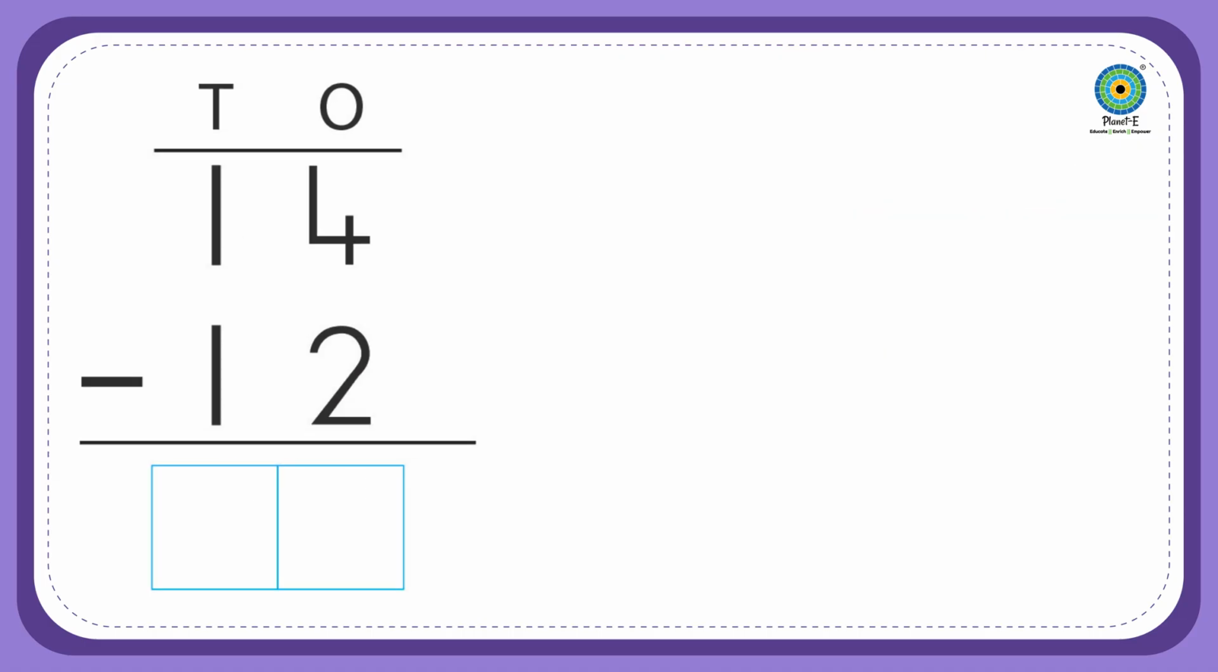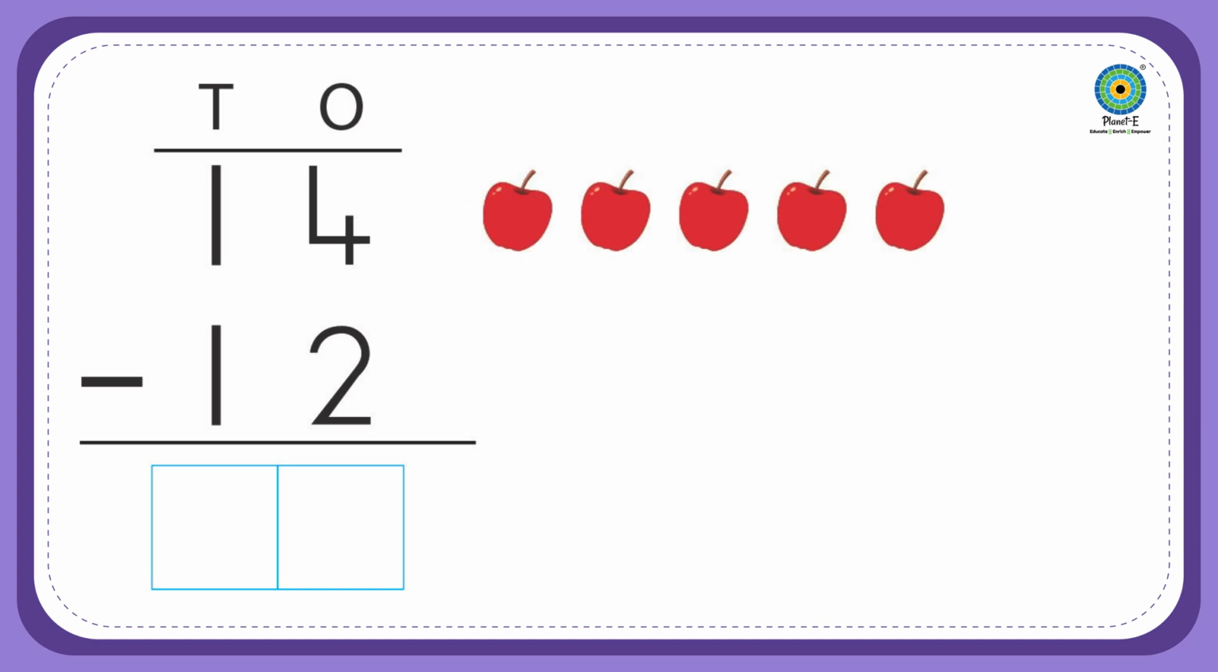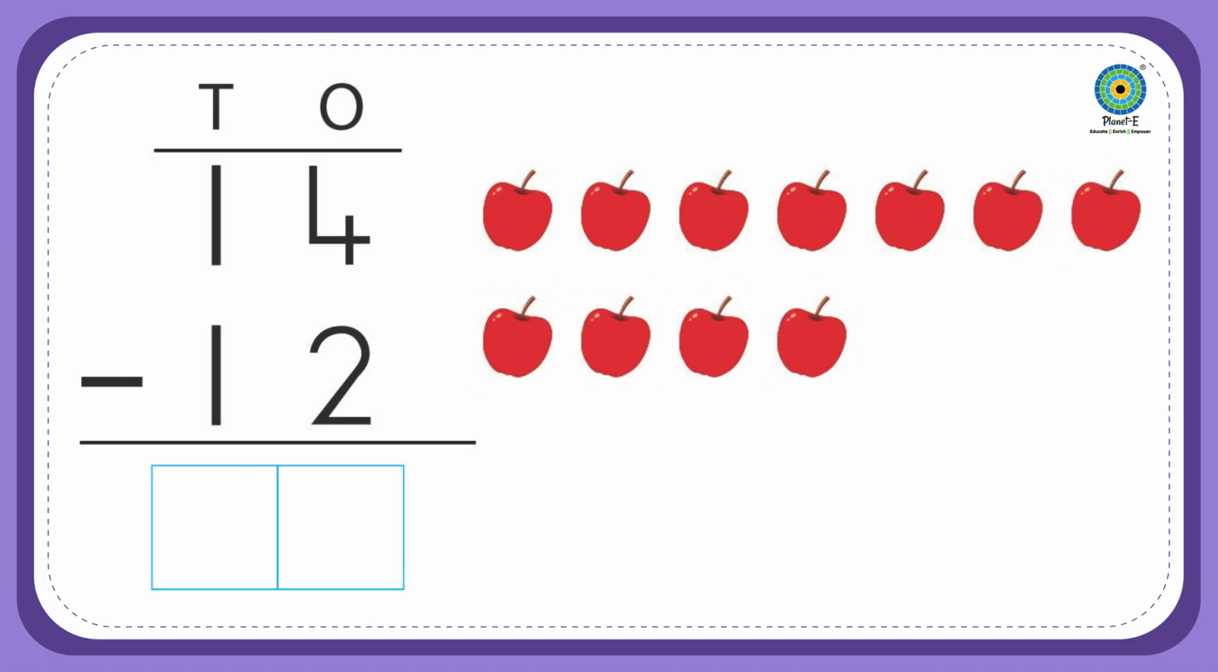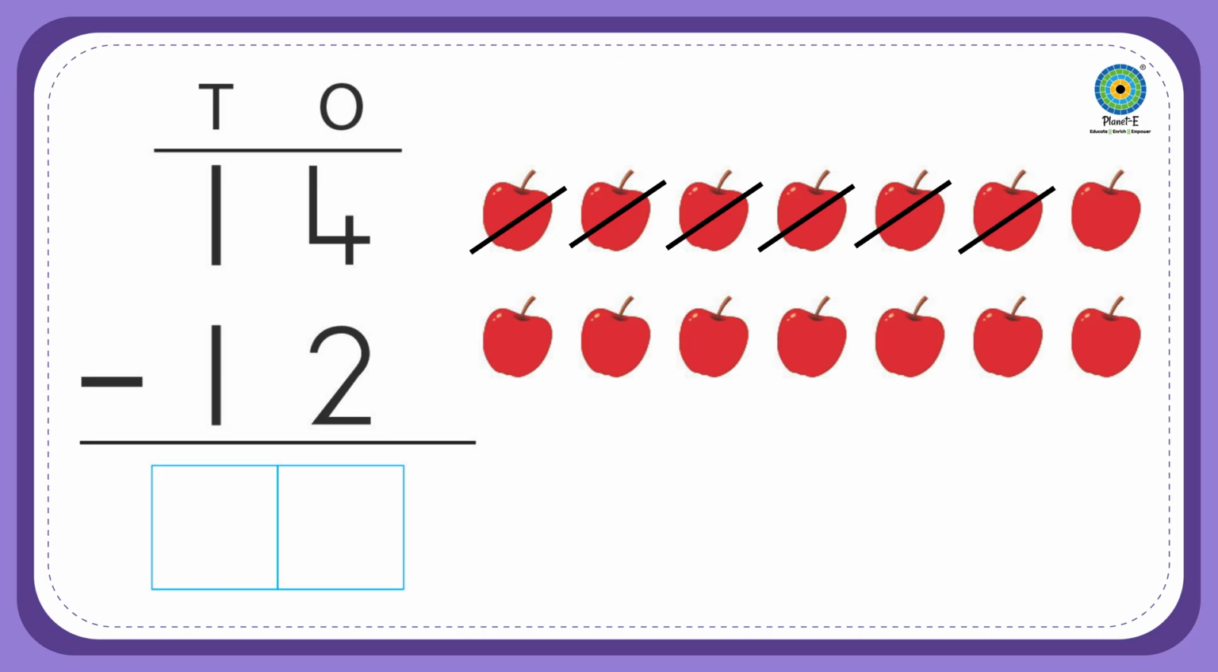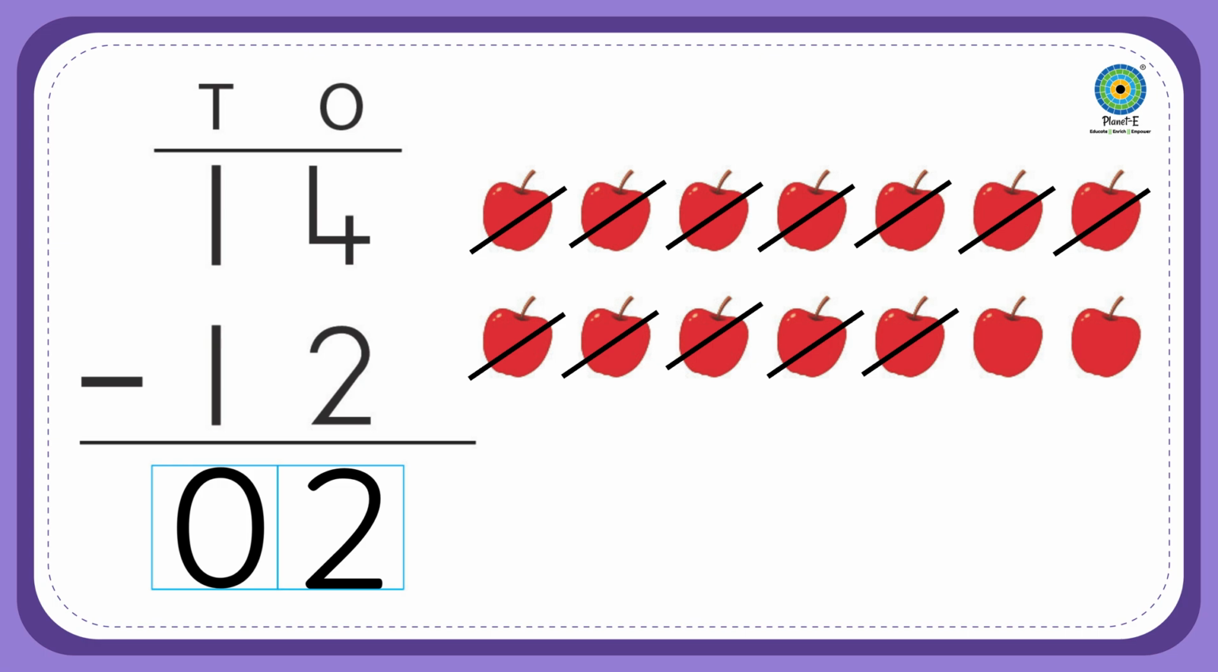The number in first line is 14, so we will draw 14 objects. 1, 2, 3, 4, 5, 6, 7, 8, 9, 10, 11, 12, 13, 14. The number in second line is 12, so we will subtract 12 objects. 1, 2, 3, 4, 5, 6, 7, 8, 9, 10, 11, 12. 14 minus 12 is equal to 2. So, total 2 objects left.